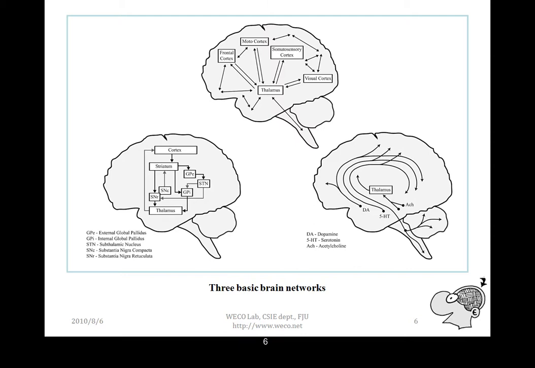The second network is the polysynaptic loop, which is about the interaction between the cortex and the basal ganglia. This basic network is responsible for motor actions and action selection.